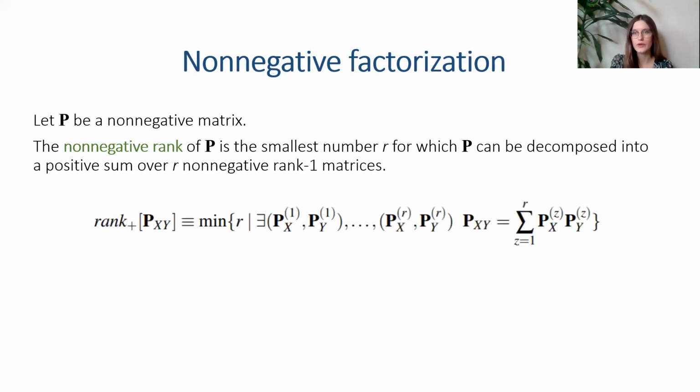Okay, so let's put it in a more condensed form. We have this probability distribution, which is a non-negative matrix. What we can do with it is decompose it as shown here. Here Px is a row vector, this is a column vector, and we just have a sum over rank 1 matrices. You can see that this sum goes over Z from 1 to R. Now, the non-negative rank of a probability distribution is the minimum number R for which this decomposition is possible.